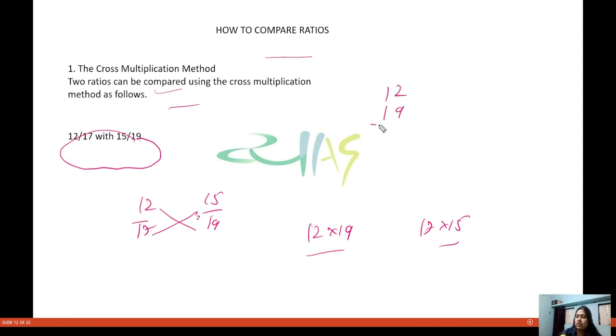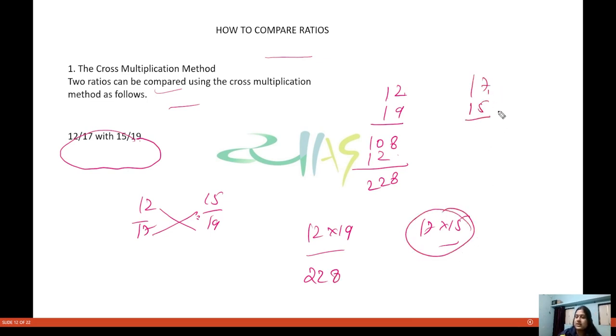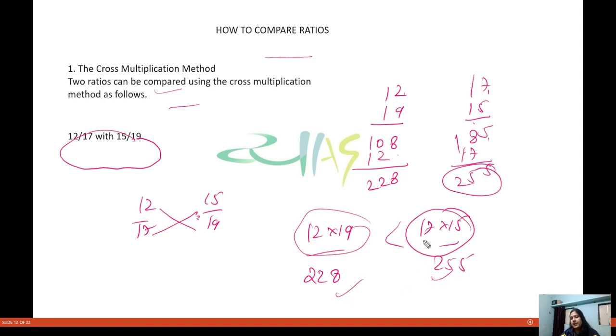So 12 into 19 will come to be 228, and 17 into 15 will come to be 255. Okay, so which one is bigger? Obviously 17 into 15 is bigger than 12 into 19. So definitely this one will be bigger. Fine. So this is a very simple concept to compare ratios, just cross multiply.